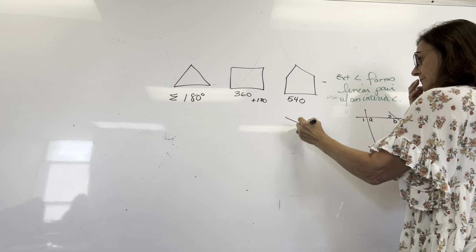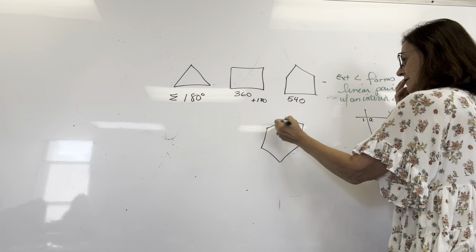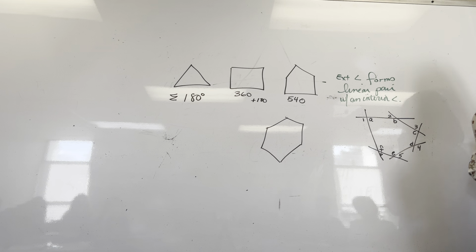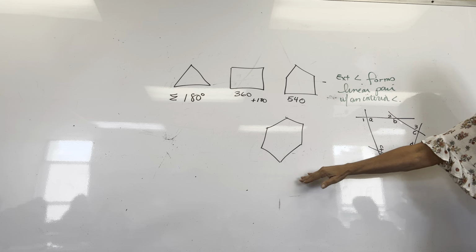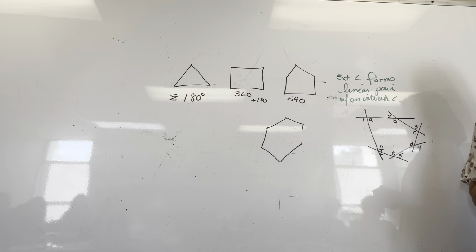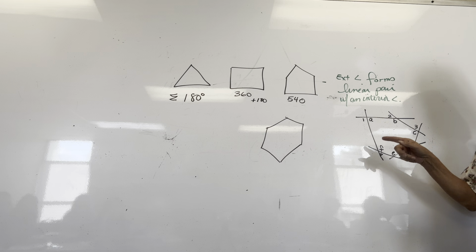All right. 1, 2, 3, 4, 5, 6. What's the sum of the angles? 720. You add 180 every time. So this has 6 sides, so it's 720.